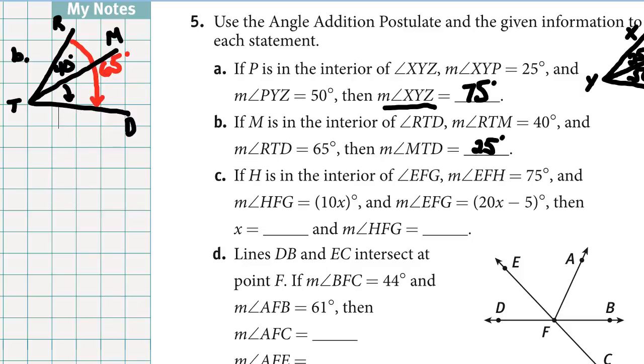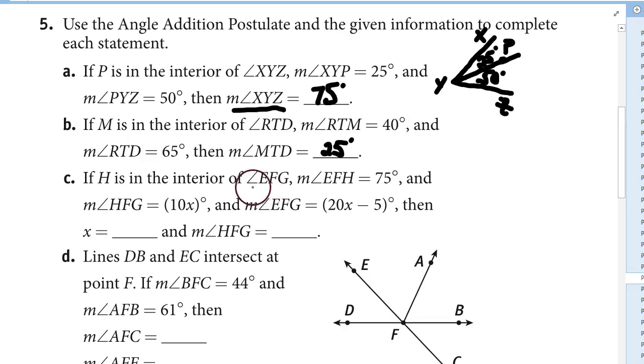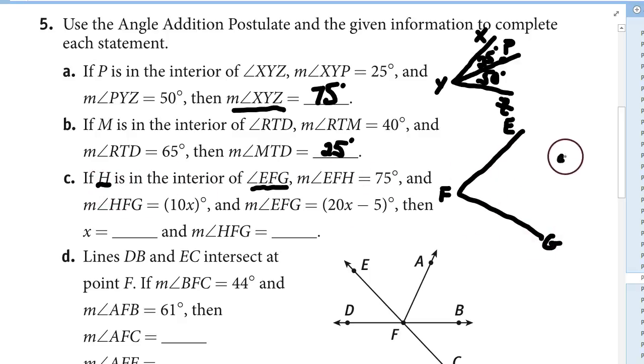Question C is another one of these, but this time some of the angles that are given to us have some algebra expressions in them. So let me do this one as a sample. Question C talks about angle EFG. I'm going to draw angle EFG. We're told that point H is in the interior. So maybe here can be point H and connect it to the vertex.